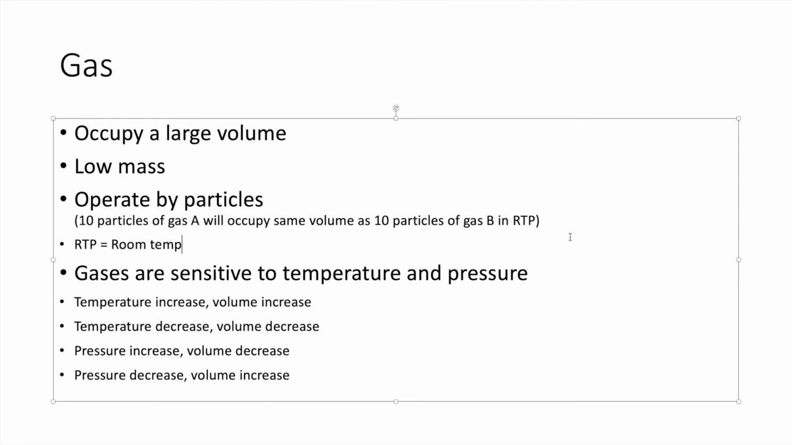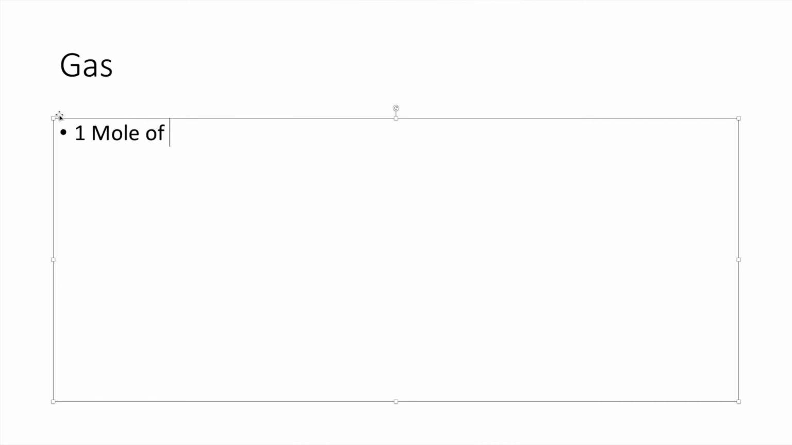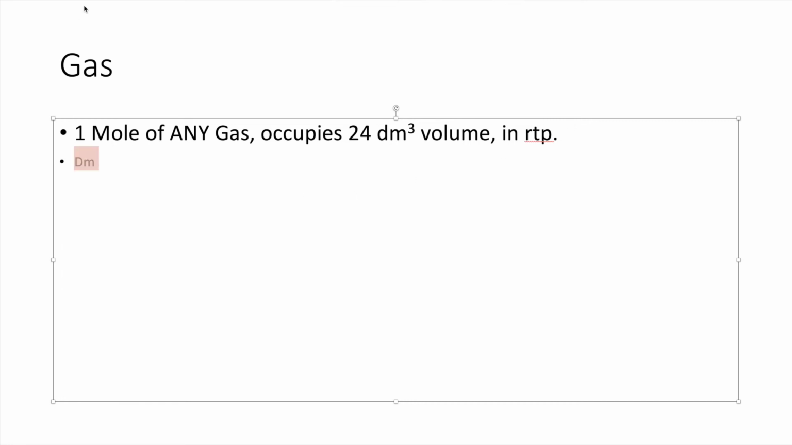That's why in questions that involve gas, they will always state room temperature and pressure. Gases are very sensitive to pressure and temperature. They change their volume drastically. To keep things constant, usually things are at room temperature and pressure, RTP. And 1 mole of any gas occupies 24 dm³ at room temperature and pressure, called the molar volume of a gas.